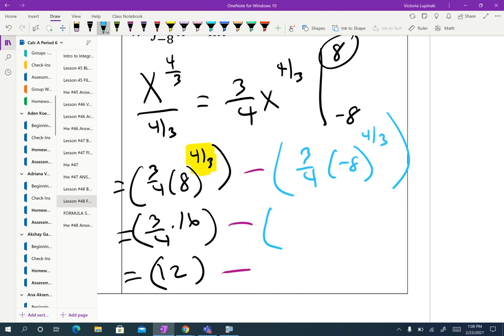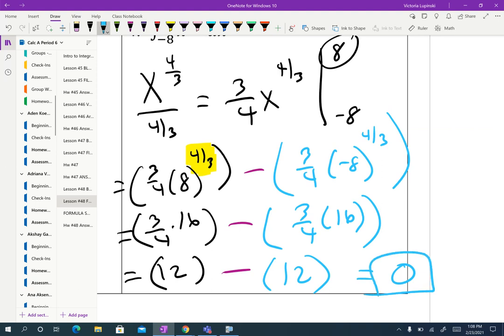The cube root of -8 is -2. -2 to the 4th is also a +16. The 4s will again cancel, giving you a +12. And here's an example where you're going to go ahead and get a final answer of 0.